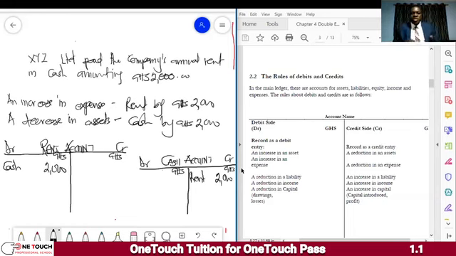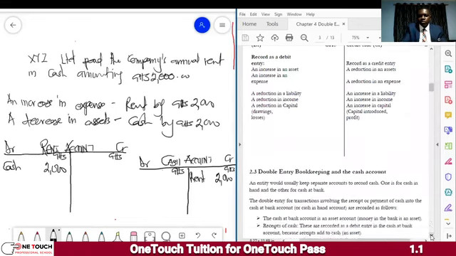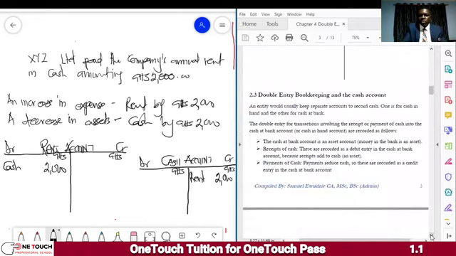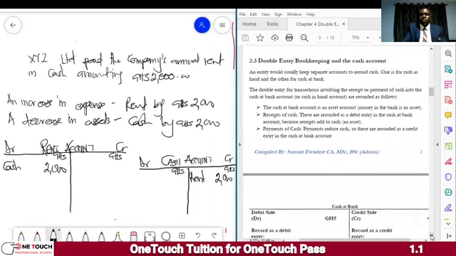Great. So that is what we are looking at. Okay, good. So now let's look at double entry bookkeeping and the cash account.